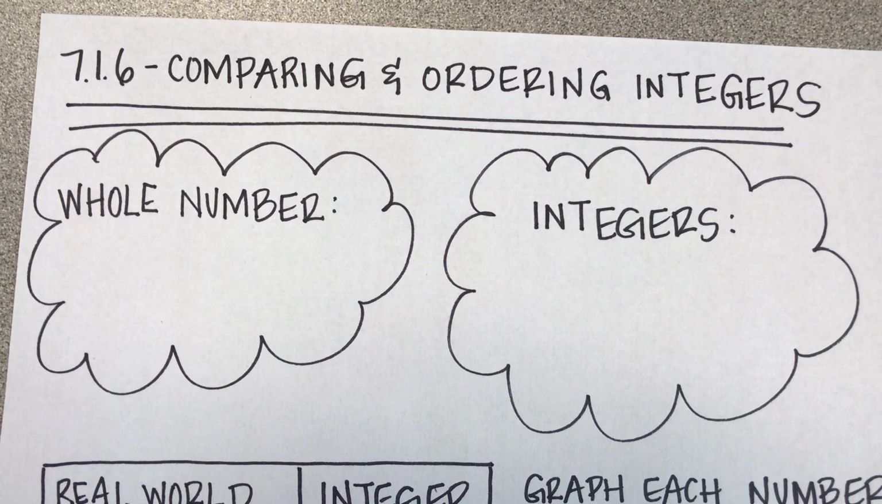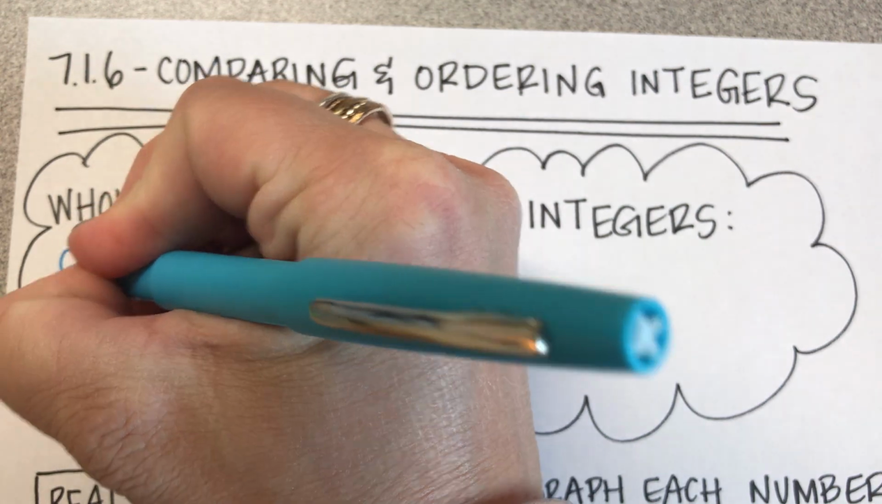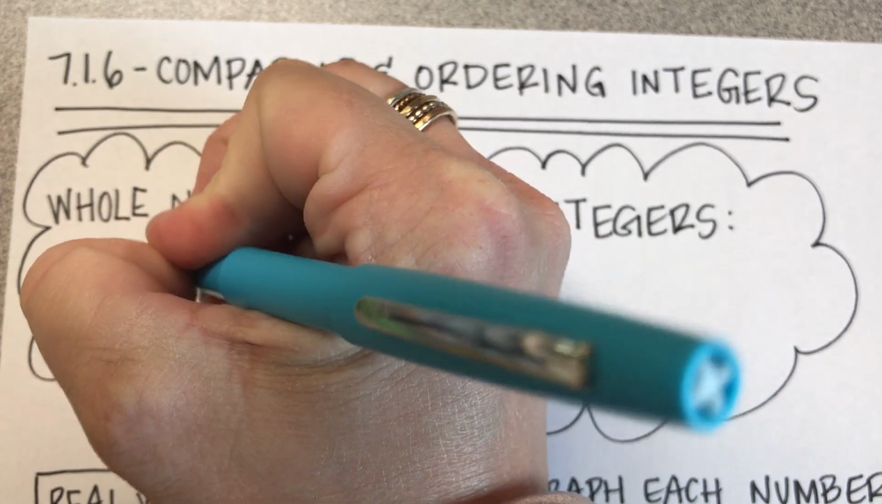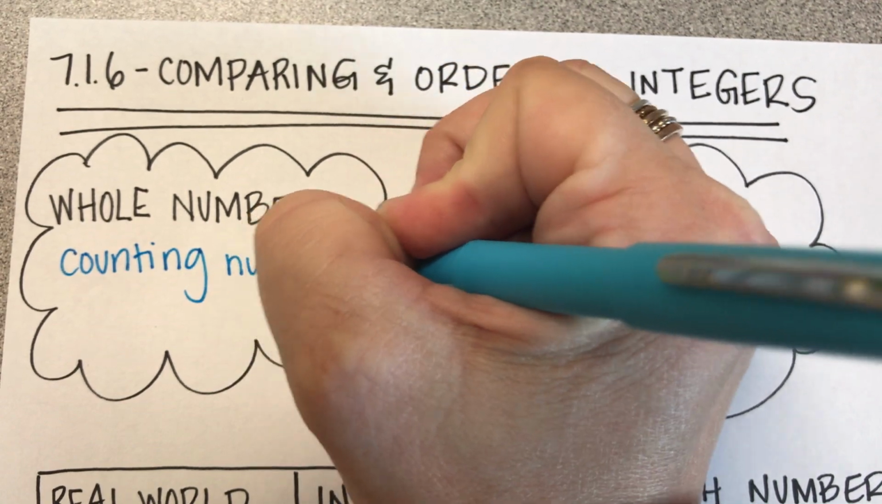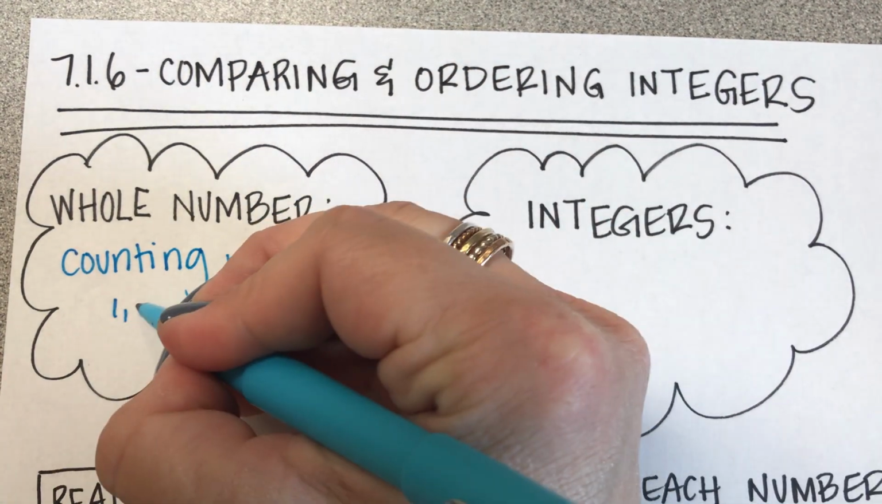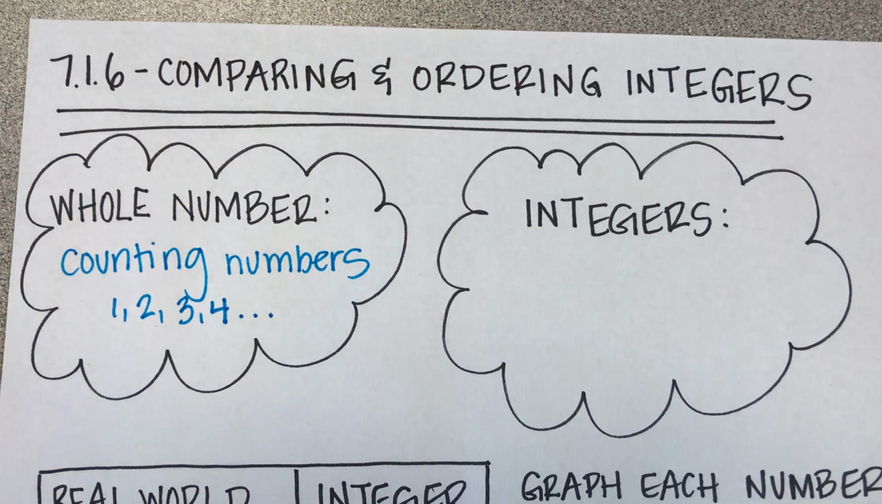Okay, today what we're talking about is comparing and ordering integers. So the first thing we need to do is define what an integer is, and in order to do that, we need to know what a whole number is first. So whole numbers are your regular, what I call counting numbers. Okay, like 1, 2, 3, 4, on and on and on.